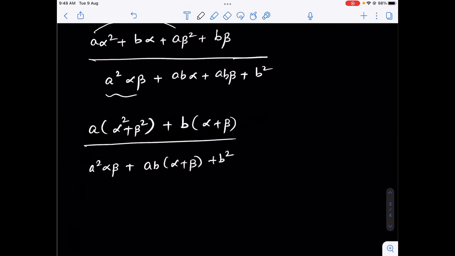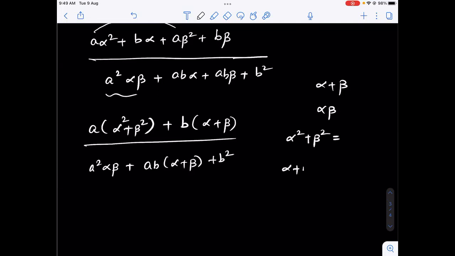If you observe the way the whole expression is written or rephrased, it is in such a way that you have either the sum of roots, or the product of roots, or the sum of the squares of the roots. So alpha square plus beta square is there. For this, what we can do is write this as alpha plus beta the whole square minus 2 alpha beta.